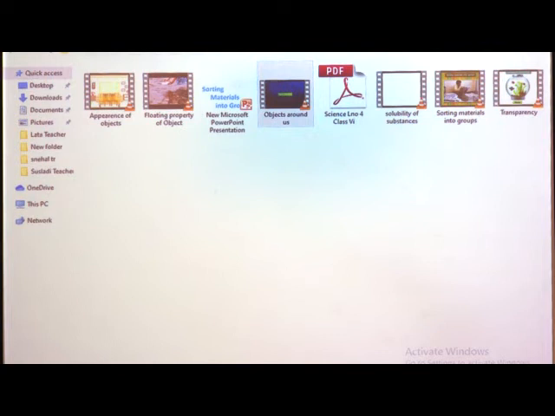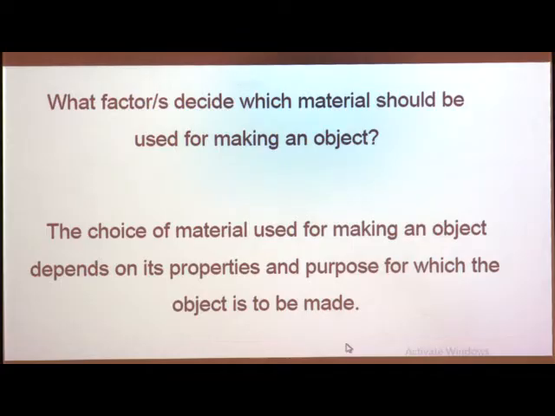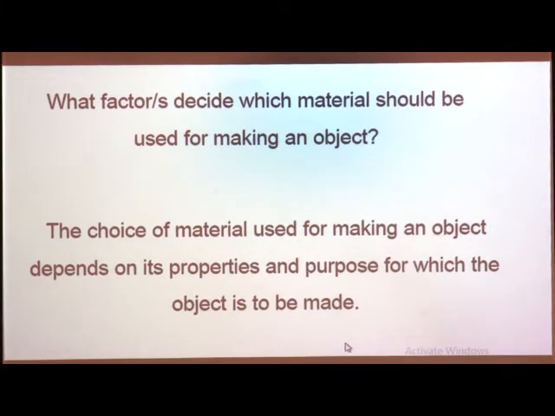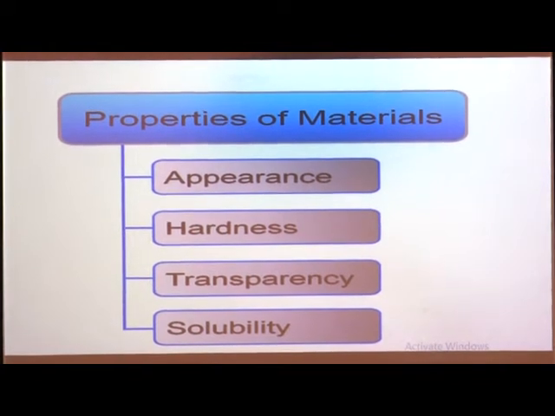As we have seen, objects are made up of different materials. Now, we are going to see that objects which are made up of different materials are based on which factors and properties. Okay? Students, before going to this, let me ask you one question. Tell me, why do we need to group the things, or why do we need to group the materials?